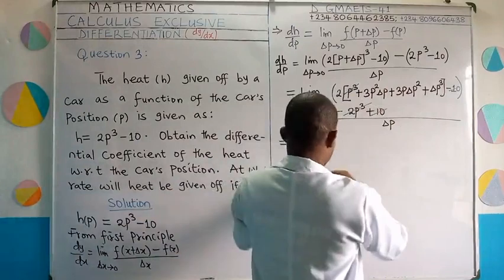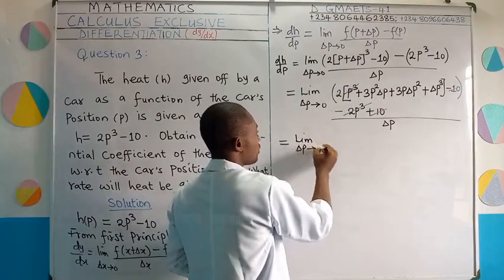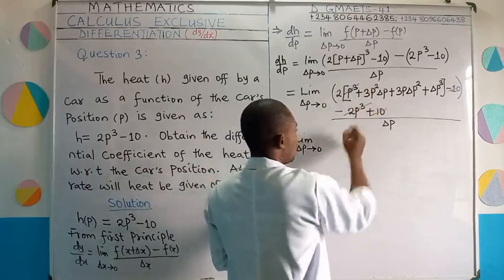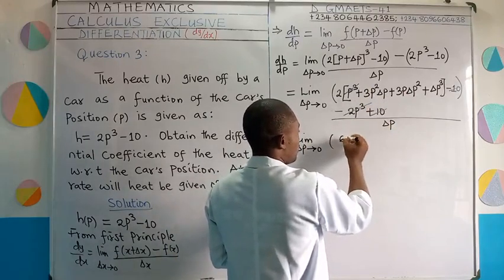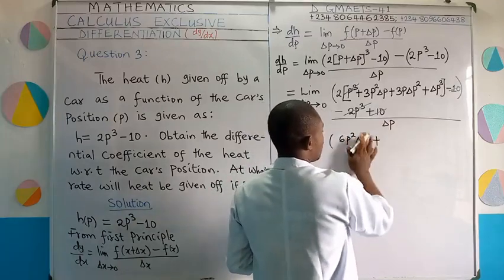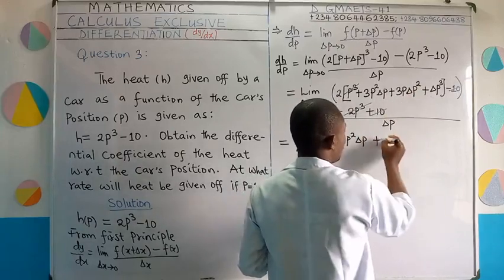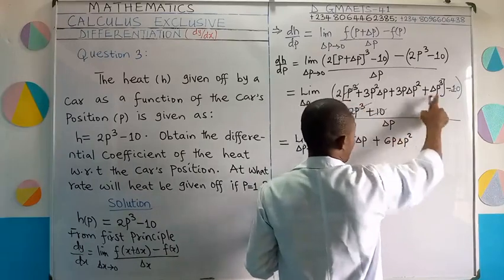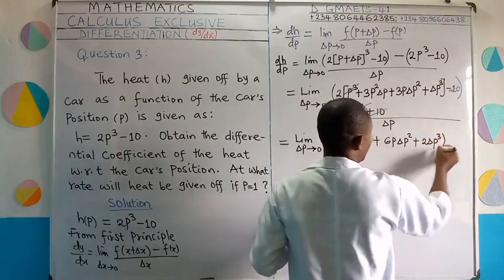What are you now left with? We'll be left with limit delta p tends to 0, 2 times 6, 2 times 3, p raised to power 2 times delta p will give us 6p raised to power 2 times delta p, and then plus, we're going to use this 2 to multiply this 3p delta p raised to power 2 to give us 6p delta p raised to power 2. Use it again to multiply delta p raised to power 3. You get 2 times delta p to the power of 3.